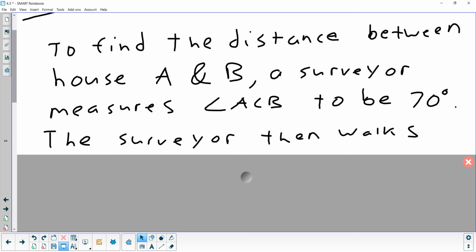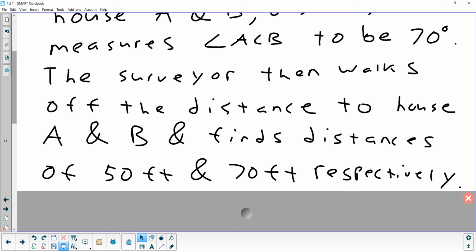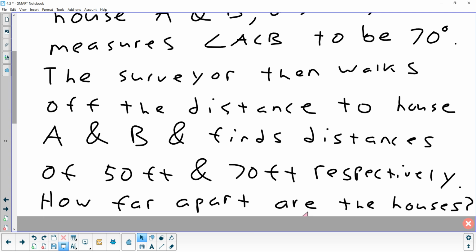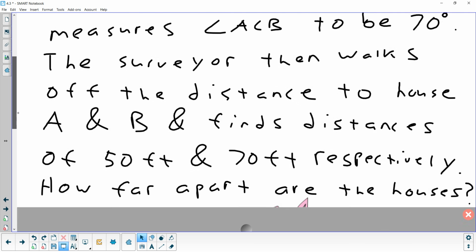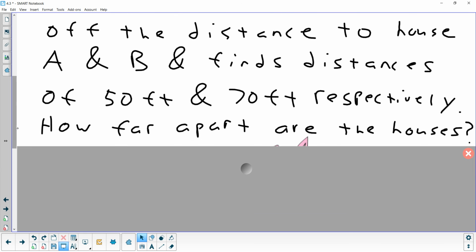Then, again, maybe there's something in the middle, but I can walk over to one person and measure the distance there, and I can walk over to the other person and measure the distance there. So the surveyor does that. They measure the distance over to one point as 50 feet, and then they measure the distance to the other point as 70 feet. We want to find out how far apart the two houses are, or the example I gave, the two people in the classroom.